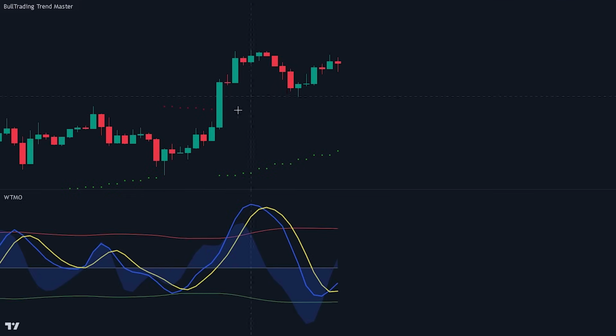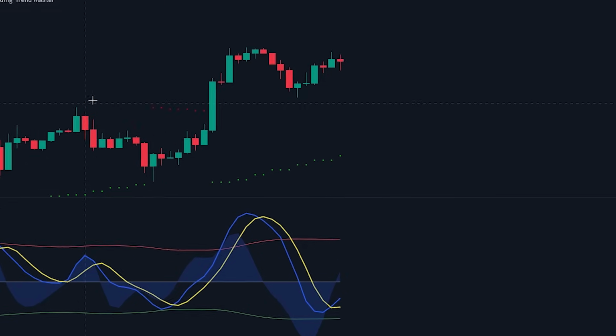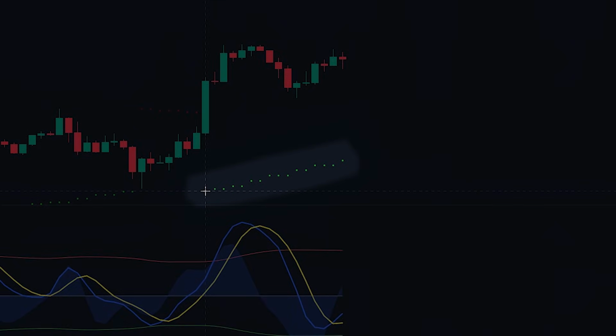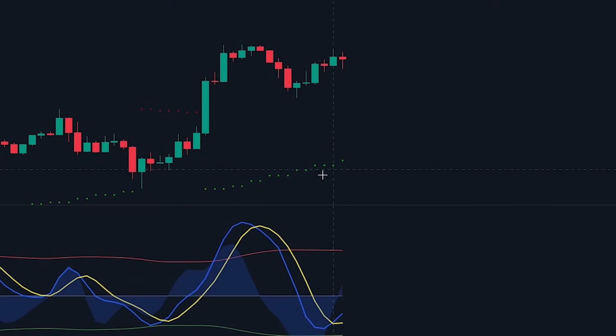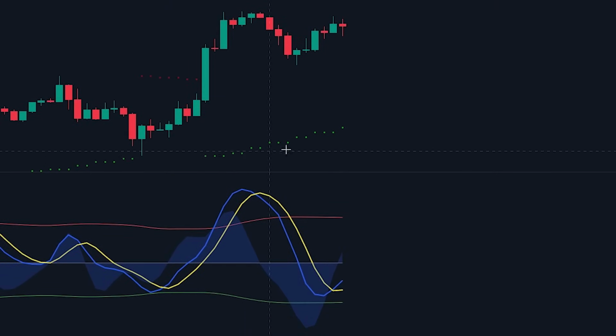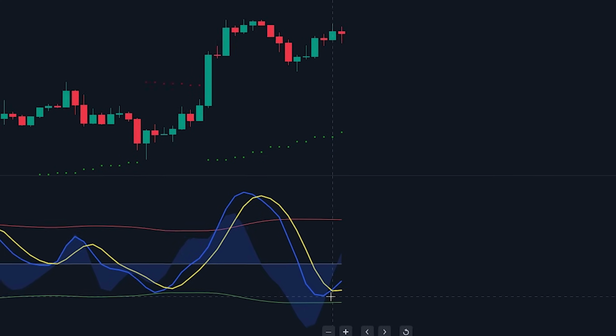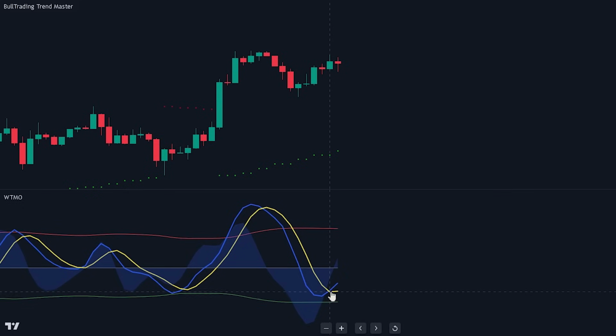In the current market scenario, our analysis reveals several indications that strongly suggest considering a buy position. Firstly, we can see that the bull trading SAR dots are green and have been plotted below the price action. This indicates a bullish trend. Furthermore, a bullish crossover of the lines on the WTMO indicator occurred while they were positioned below the zero line. These two signals, in combination, serve as strong confirmation of a bullish market sentiment.